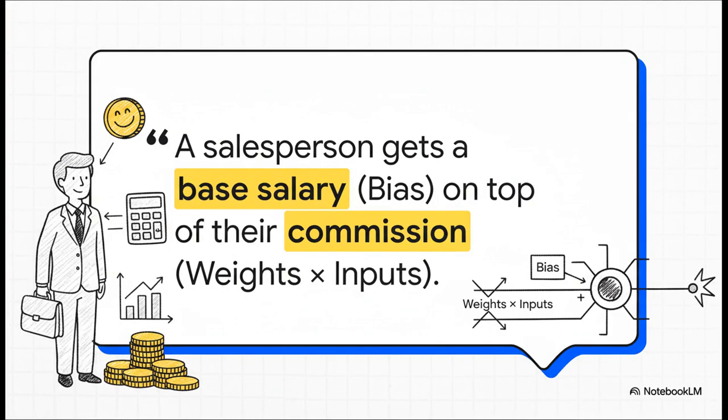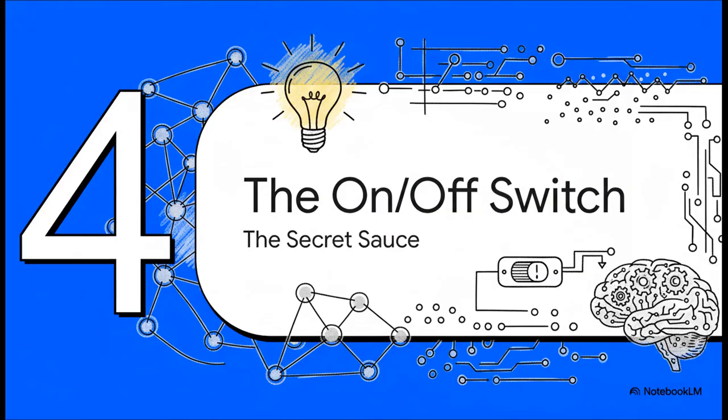And here's a killer analogy to make it stick. Think of a salesperson. Their commission, that's like the inputs multiplied by the weights. But they also get a base salary, right? A fixed amount no matter how much they sell. That base salary is the bias. It just makes sure the neuron has a chance to be active even if all the inputs happen to be 0.